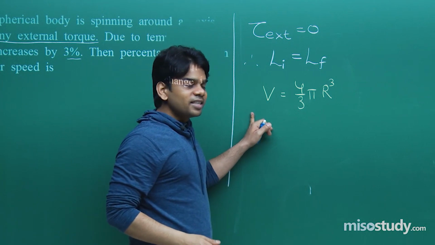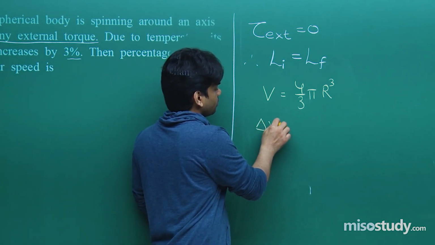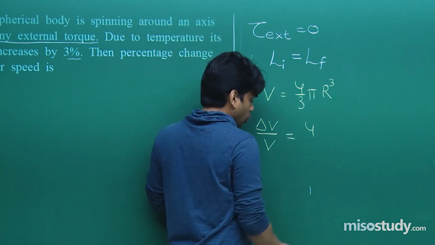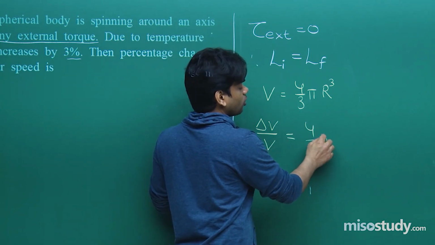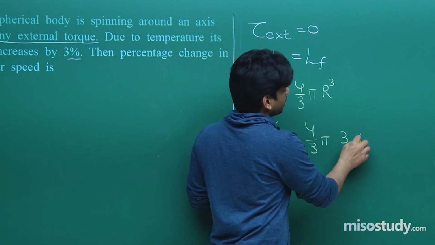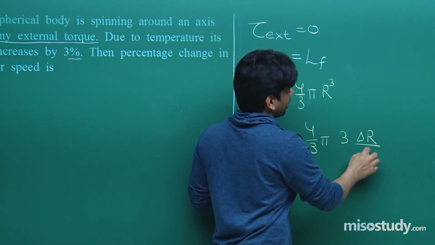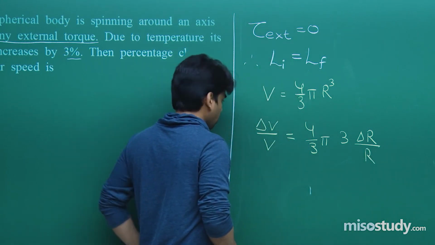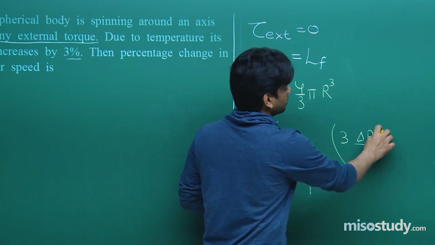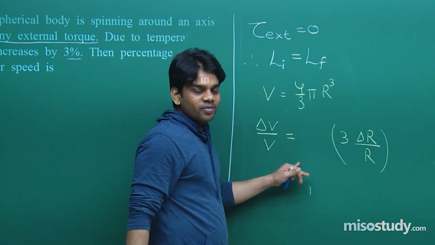So if we write ΔV by V, I have taught you about this, how to find it out. The 4/3 π will remain the same, constant, you need not worry. Let me talk only about the terms that matter: 3 times ΔR by R. This is the term that we will be getting.